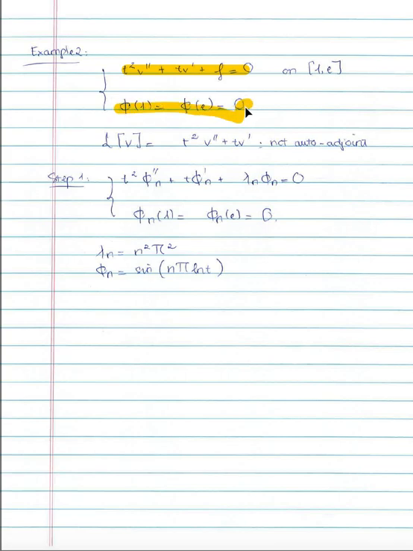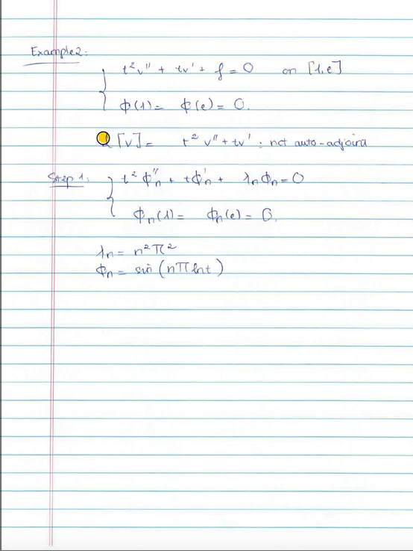You have the Dirichlet boundary condition. You have to find a function v such that when you multiply t squared to v second plus t v prime plus f, then it is 0. f is a source term that doesn't depend on v, such that v at 1 and v at e will be 0. And this equation is on 1 to e.